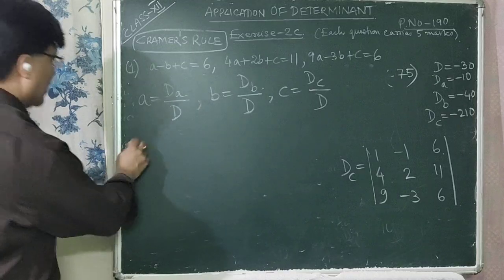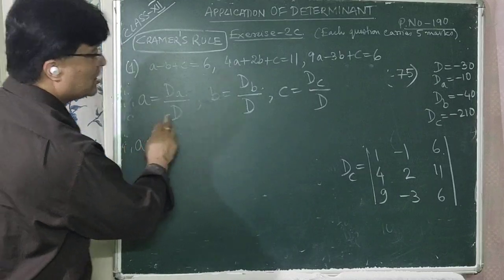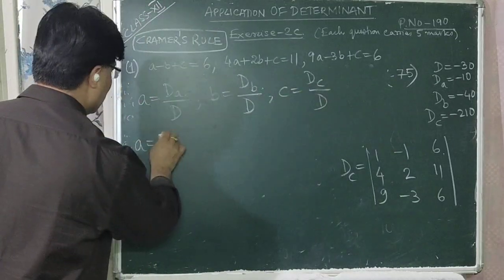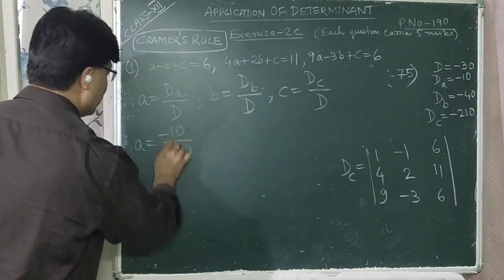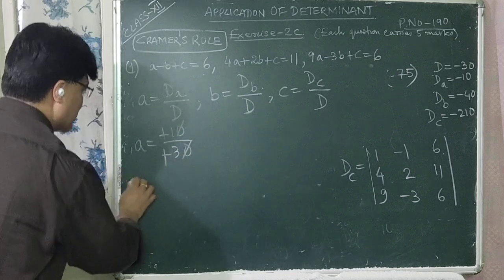Okay. So now a is equal to, what is dA in this case? Minus 10 divided by what is d? It is minus 30. Let us simplify it. Minus minus gets cancelled, 0 0 gets cancelled.